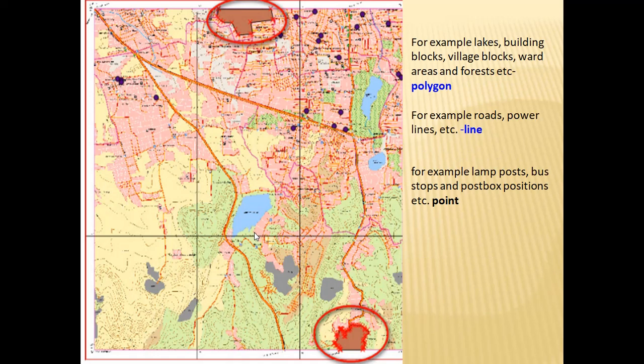See, this is the topo sheet. If you want to digitize this topo sheet, what should you do? You have to consider three tools: one is polygon, the second is line, and the third is point. Why? Because if you observe, this is a road, and a road is nothing but a line. So you take the line tool from the software, then you can digitize this road network like this.